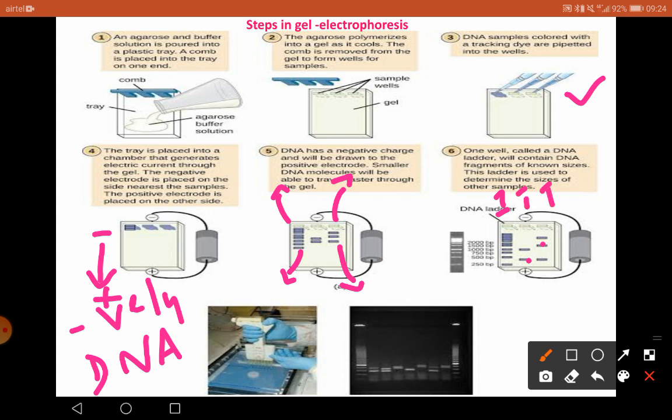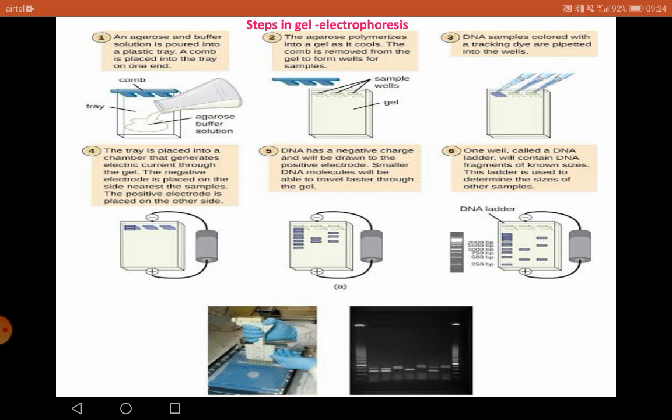We don't know the mass here, so we can compare this with the ladder and we can identify how many nitrogen bases it is containing. So the gel looks like this after the process is over. So these are the steps in gel electrophoresis.